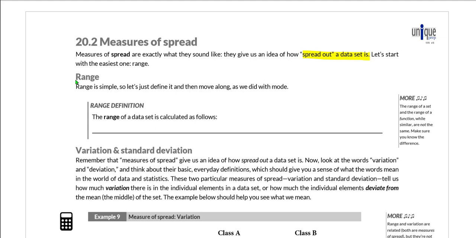We'll start with range. Range is probably the simplest measure of spread. We're just going to define it and move on. Range is simply the maximum value in a data set minus the minimum value. Very simple. It's just the difference between the highest number in a set and the smallest number.